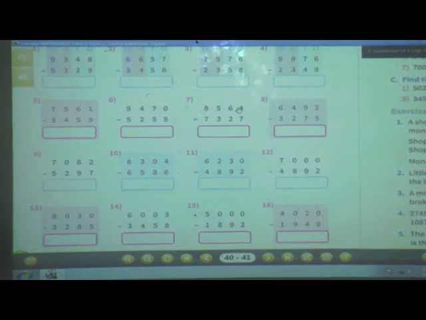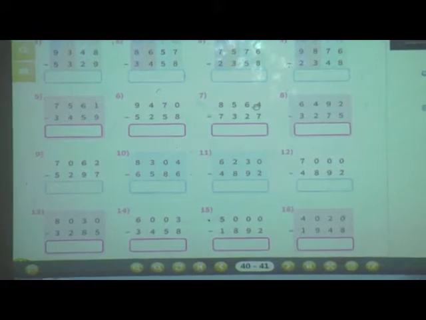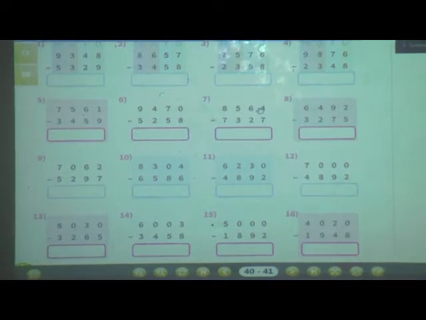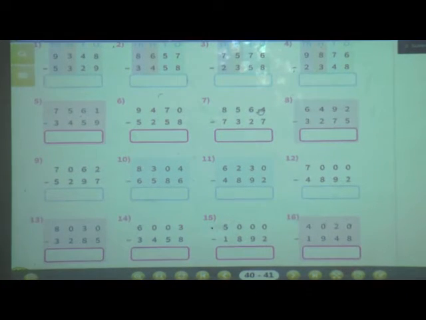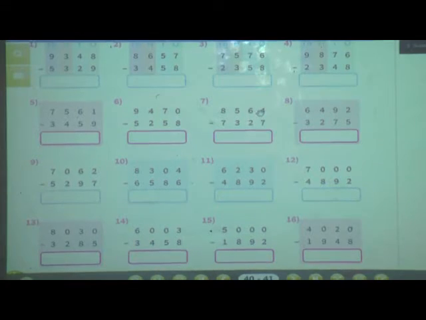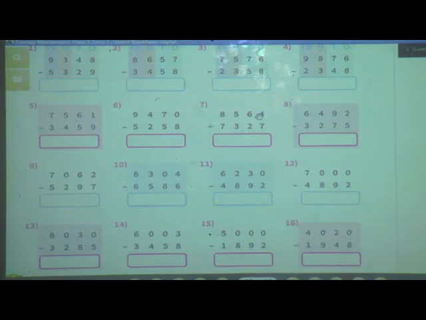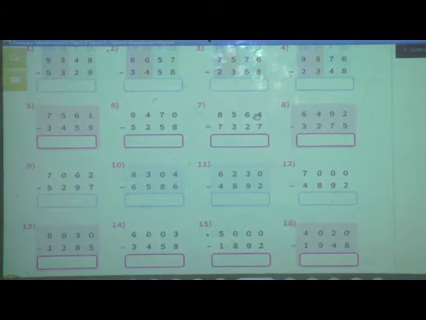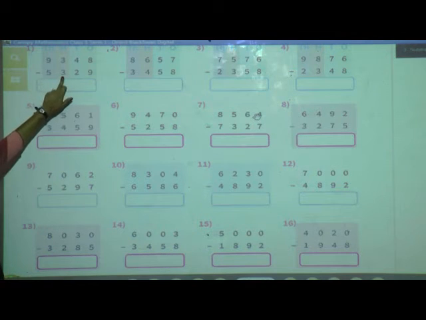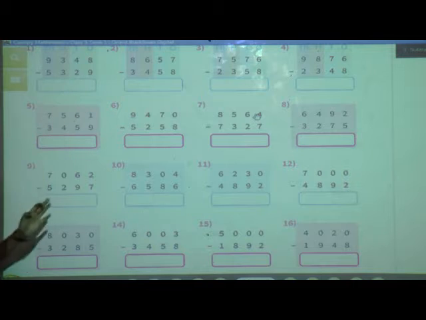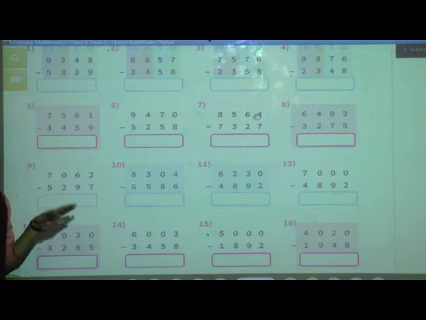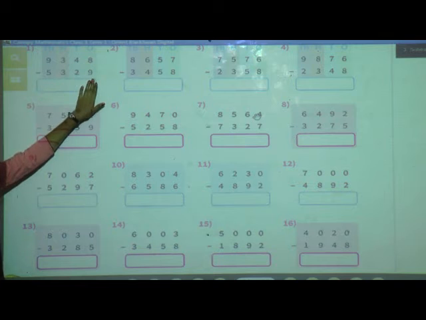Okay, now here in exercise 3.2 in question number A, there are total 24 sums. From those 24 sums, we are going to solve only the odd number sums and the remaining even number sums you have to solve on your own. So first we will take the first example. See, the number is 9348 minus 5329.